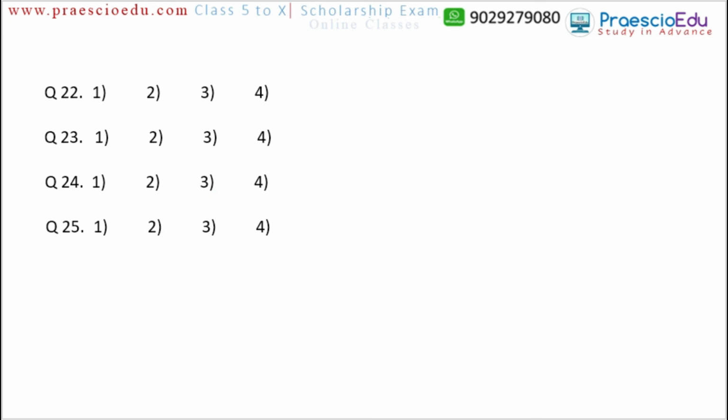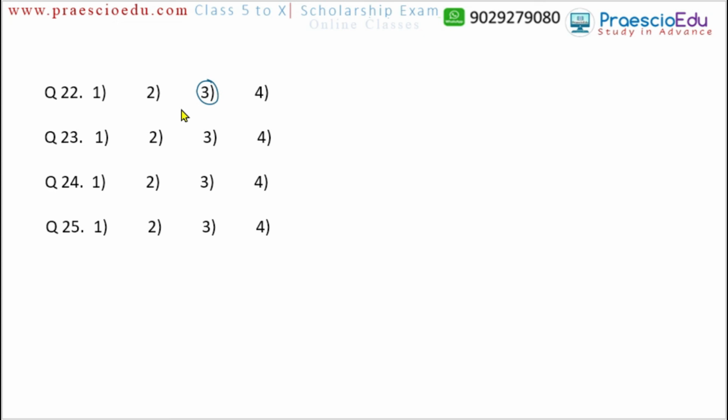Now question number 22. So there are two lines. After this one, again two lines added means four lines. After this one, again two lines added. Okay, so there are six lines. So again in the fourth, there should be two lines added, means there should be eight lines. Okay, and eight lines is given in option number 3. So question number 22, option number 3 is the correct one.